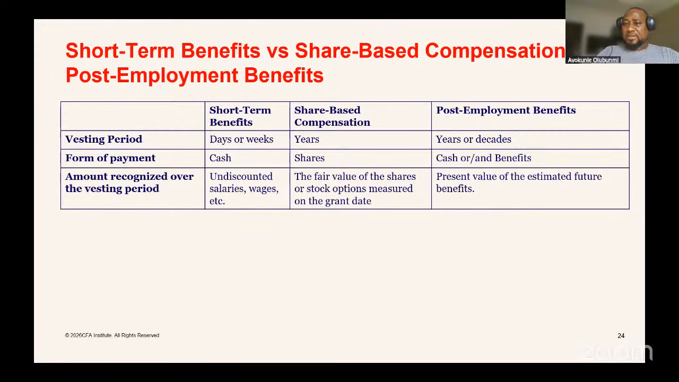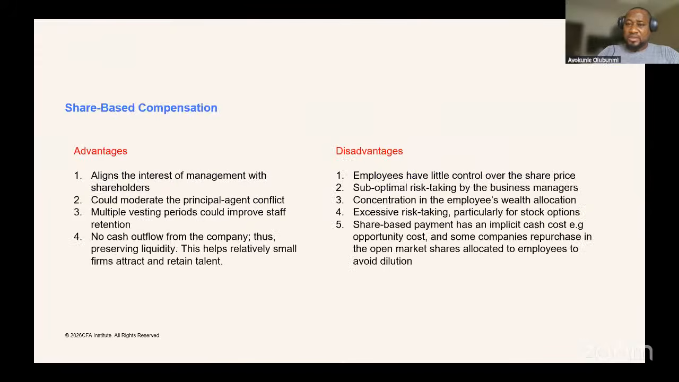Okay. Then for post-employee benefits or pensions, those will take years or decades. It can either be cash or benefits, and then the amount recognized is the present value of the estimated future benefit. We'll talk a bit about that among them.